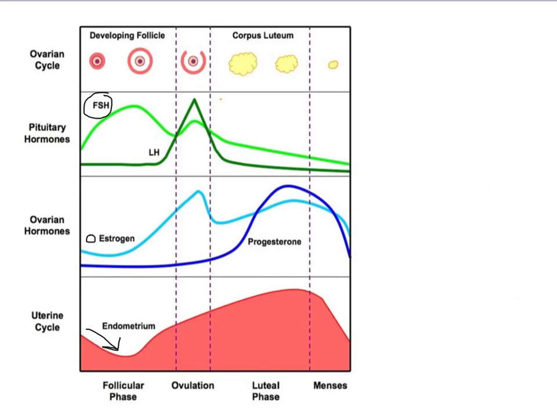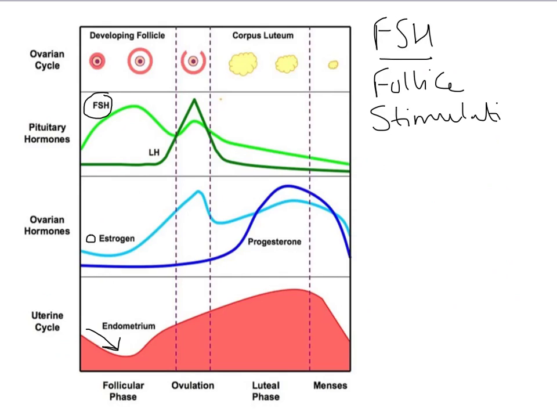And we have the release of something called FSH, which stands for follicle stimulating hormone. Now that hormone actually stimulates what's called an oocyte, or basically an immature egg in the follicle to grow.